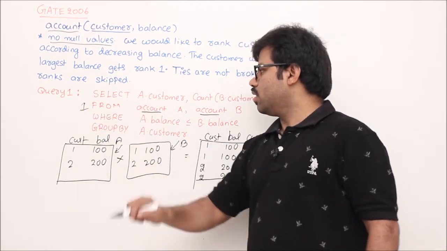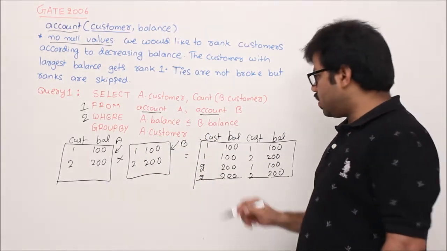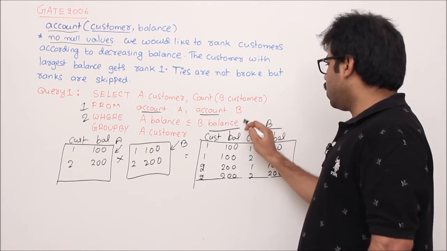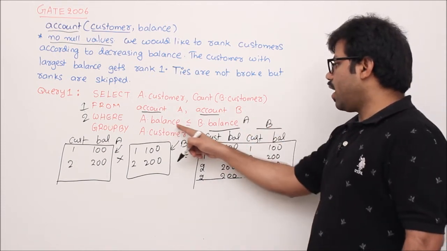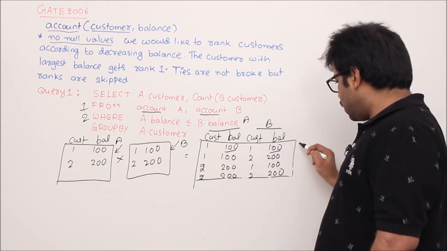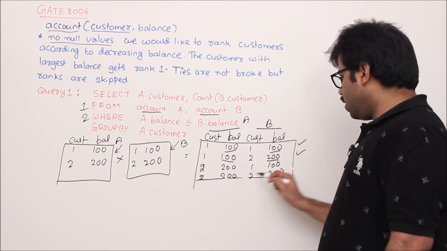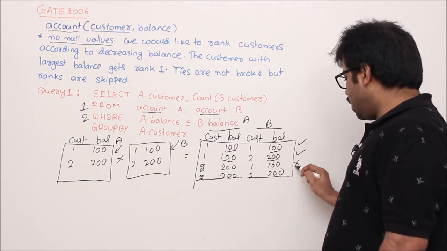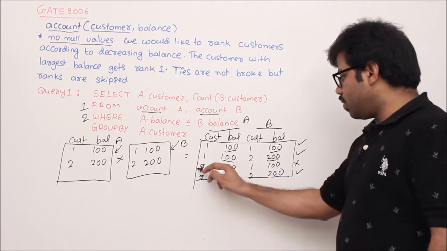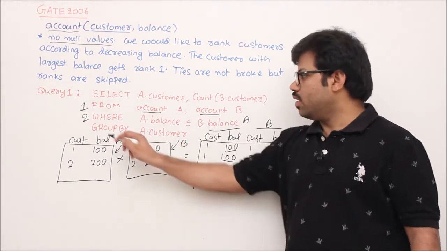Step number 1 is done. Now step number 2: where A.balance less than or equal to B.balance. We know that this part is A and this part is B, right? So let's execute blindly. A.balance less than or equal to B.balance. This tuple is selected: 100 less than or equal to 200, selected. 200 less than or equal to 100, rejected. 200 less than or equal to 200, selected. So finally only this tuple will be rejected from the result. After that, group by should be done. Step number 3.